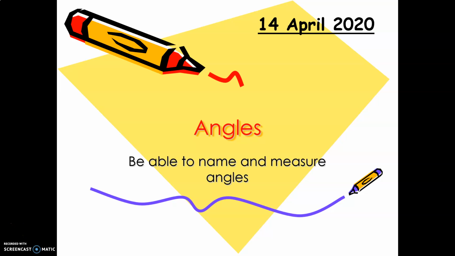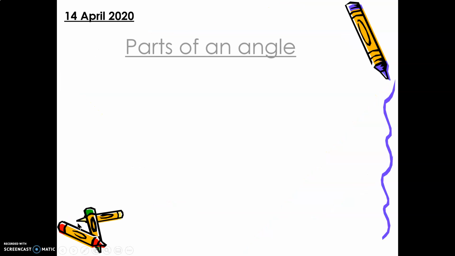In today's lesson, we're going to look at being able to name and looking at different types of angles. So, the first thing we need to understand is the parts of the angles. You might have heard me use some terms in the previous lesson that you weren't familiar with.